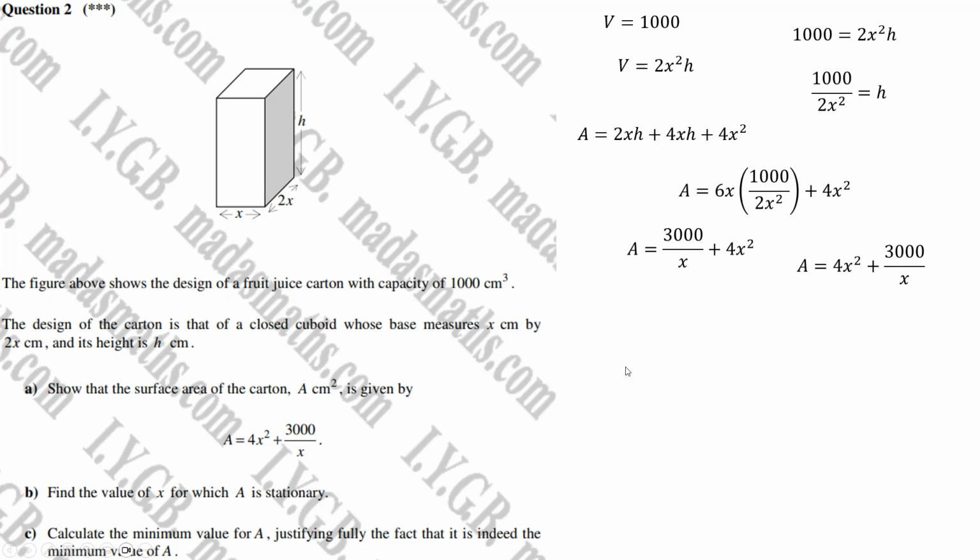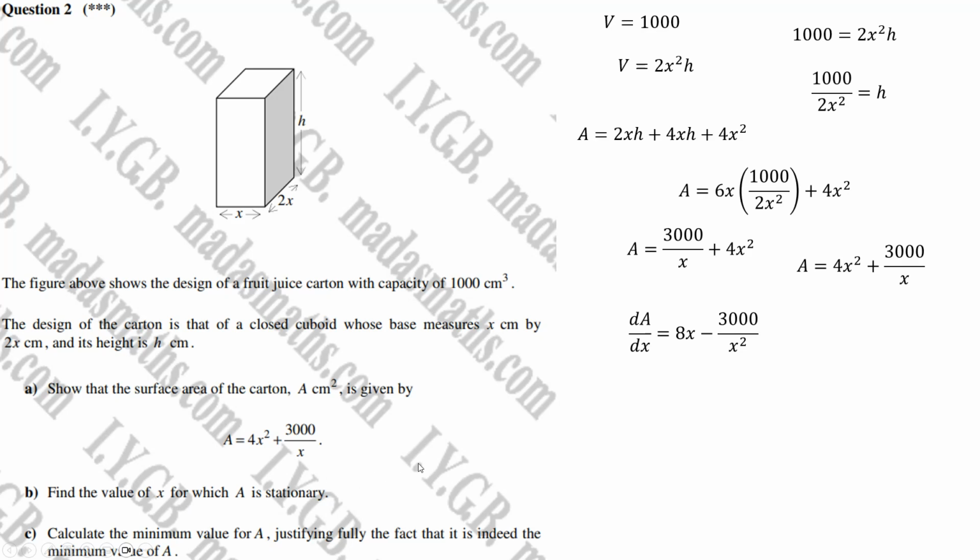Okay, but remember, stationary points occur when the first derivative is equal to 0, so just differentiate this. If you don't know how to differentiate something like this, you just do 3,000 multiplied by x to the power of minus 1. The reason why that's good is because now we can do 3,000 multiplied by minus 1, which is minus 3,000, and then reduce minus 1 by 1. So minus 1 take away 1 is minus 2. So it's minus 3,000 over x squared here, and obviously 4x squared just differentiates to 8x. So you have 8x minus 3,000 over x squared.